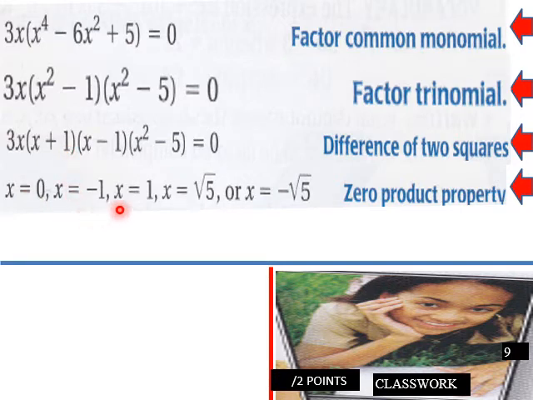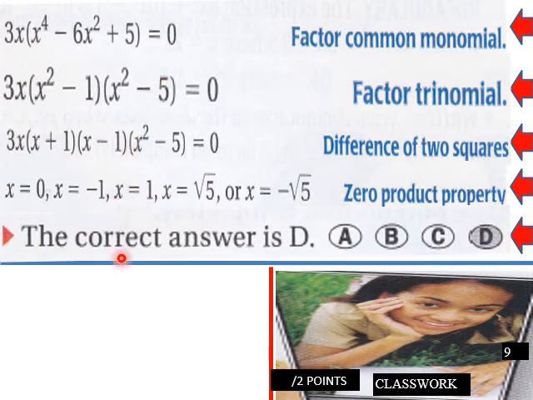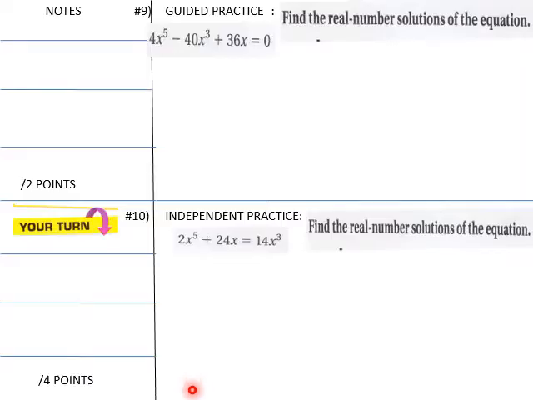x equals -1, x equals 1 for this, and then x would equal the square root of 5, or x equals the negative square root of 5. This would be the possible solutions for this expression here. So the correct answer would be D in this situation. And that might be something you see on a SAT as well.